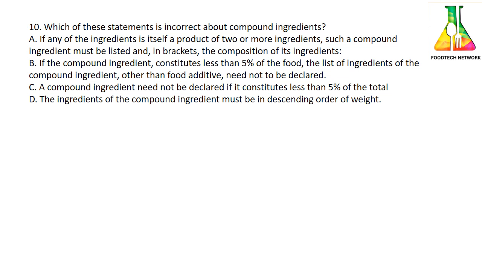Option B. If the compound ingredient constitutes less than 5% of the food, the list of ingredients of the compound ingredient, other than food additives, need not be declared. Option C, a compound ingredient need not be declared if it constitutes less than 5% of the total. And option D, the ingredients of the compound ingredient must be in descending order of weight.